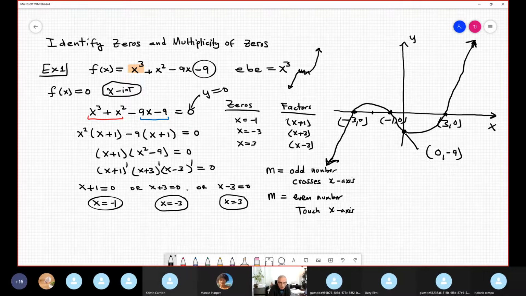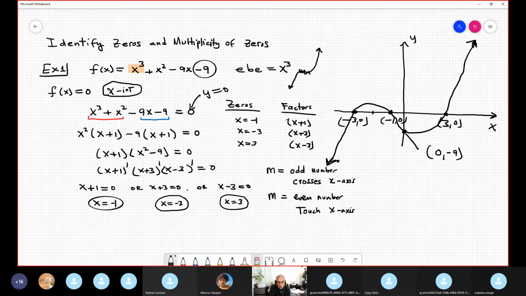Is this your question? Oh no, I meant if they're always going to be even or odd, like the multiplicity. Yes. Well, in this case, the multiplicity is 1.